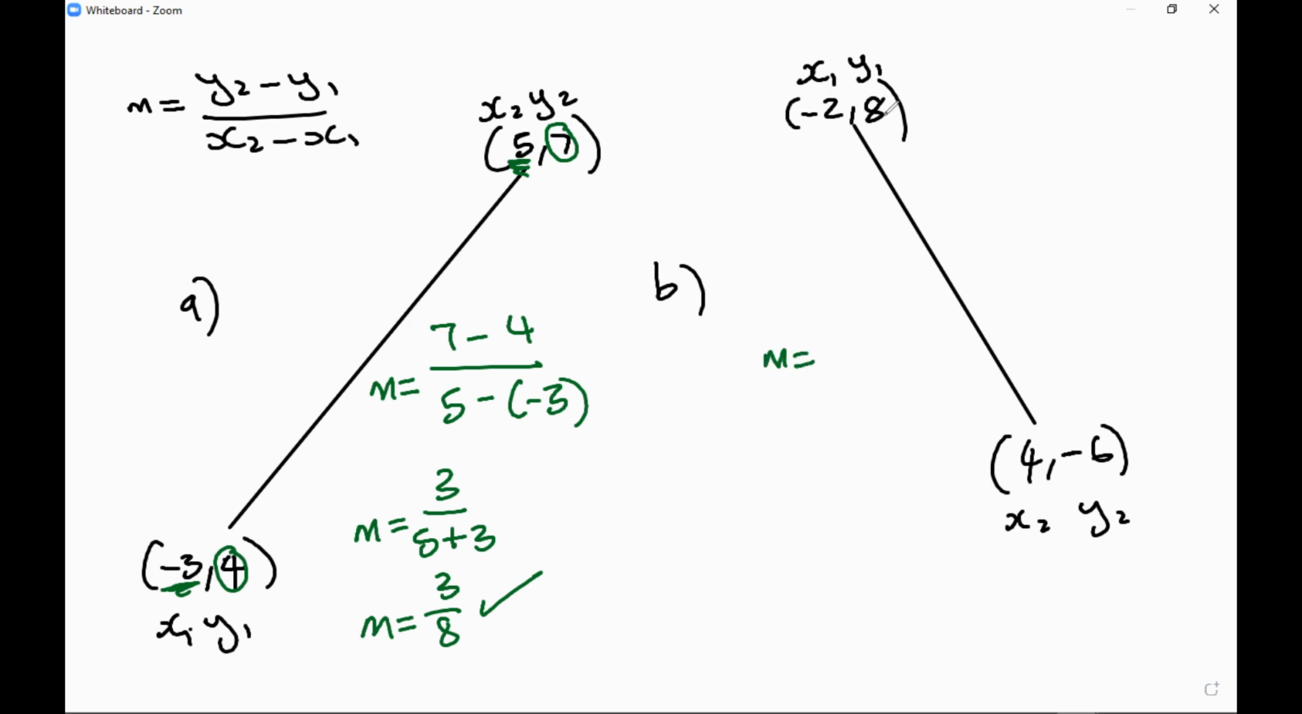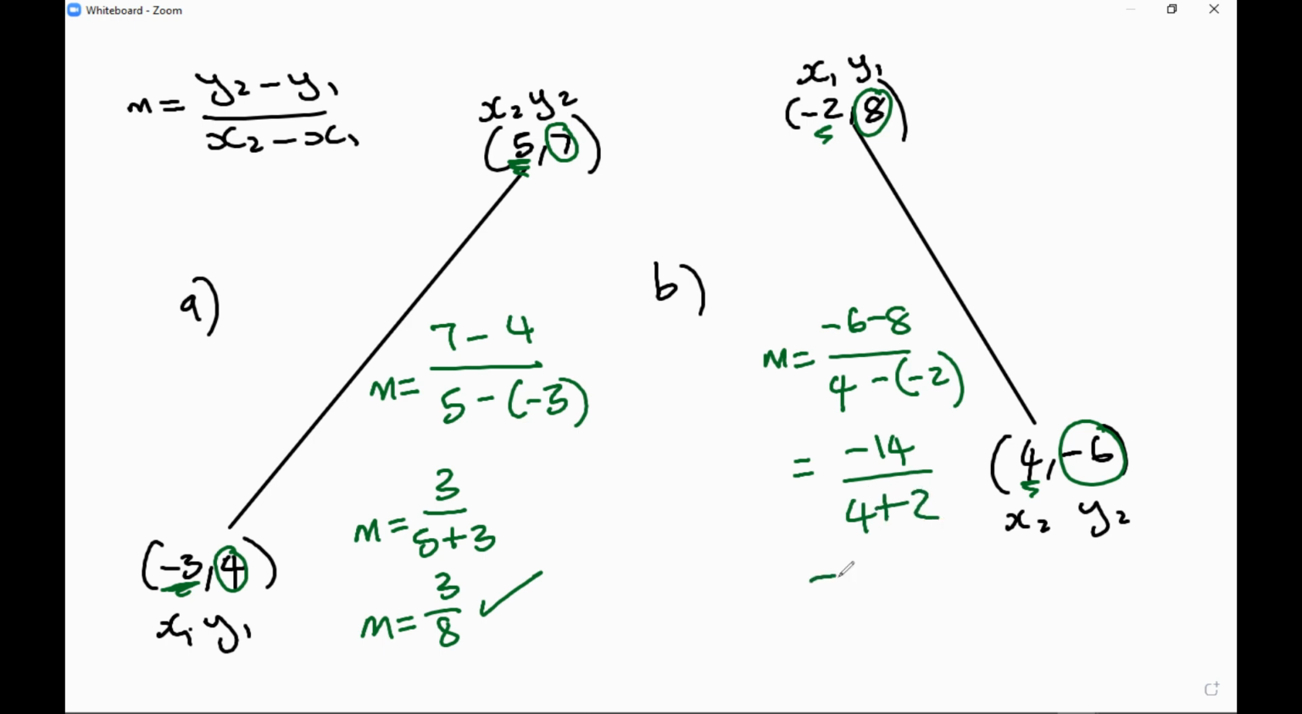Over here now, I've got y2, which is -6, and y1, which is 8. x2, which is 4, and x1, which is -2. Remember you're minusing, so 4 minus, but be careful now, because we're minusing a negative. The top number is going to be -14, but the bottom number is going to be 4 plus 2, and that's going to come to 6. So -14 over 6 is the gradient we're looking for here.